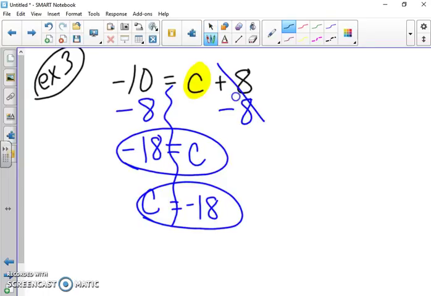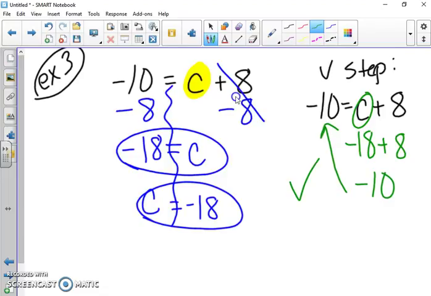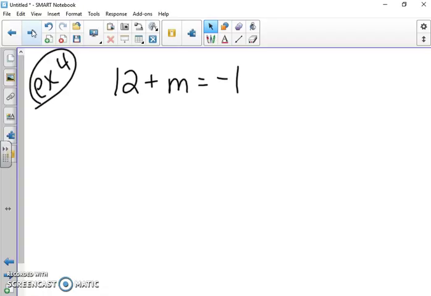Check step it out. Find your variable, and supposedly it's supposed to be negative 18. So, plus 8. In my calculator, negative 18 plus 8 is negative 10. Is that what I was supposed to get? Sure is. Give me the points. We got a couple more.